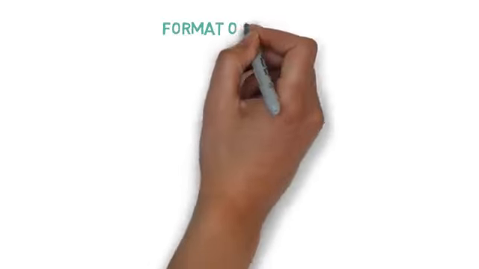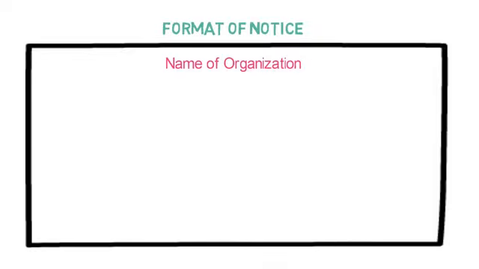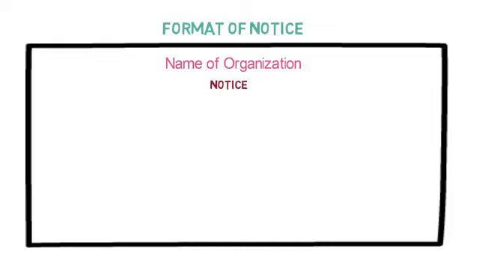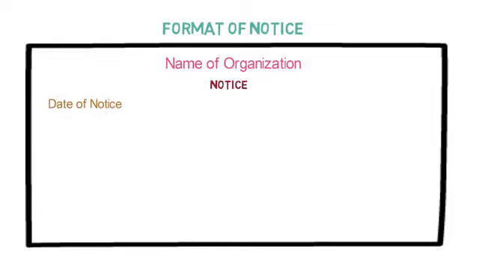Let's look into the format of notice writing. A rectangular box needs to be created where we are going to write the notice. In that box, in the top middle portion, the name of the organization which is issuing the notice must be written. Then right below it, the word notice needs to be written. Then on the left hand side, write the date on which the notice is issued.